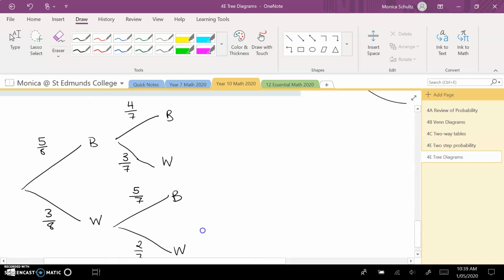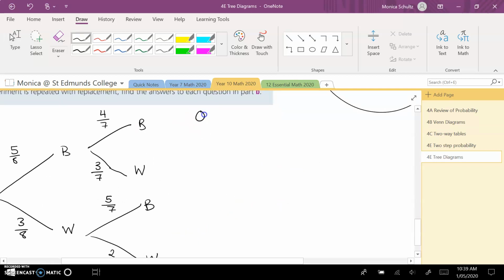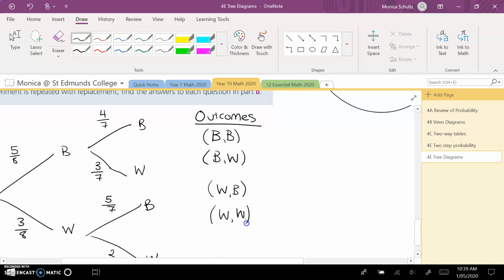Okay, so the next thing I'm going to do is write my outcomes and my probabilities. So my outcomes for each option, I get an option of getting a blue, blue, a blue, white. So I should be writing these properly. A white, then a blue, or a white, then a white. Okay, so now I've got my outcomes written out. I'm going to do the probability for each outcome.